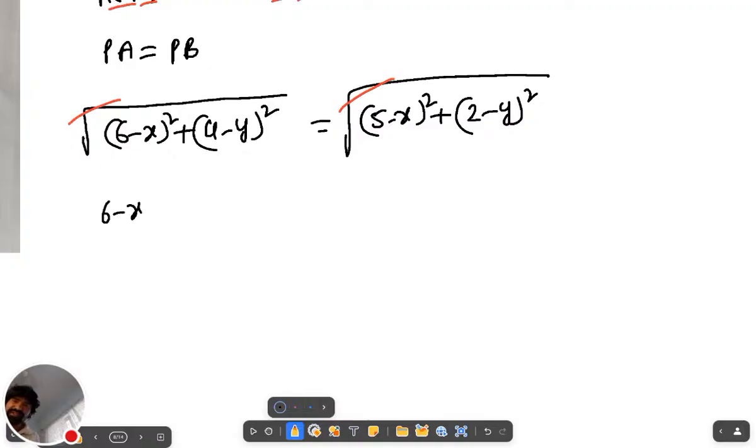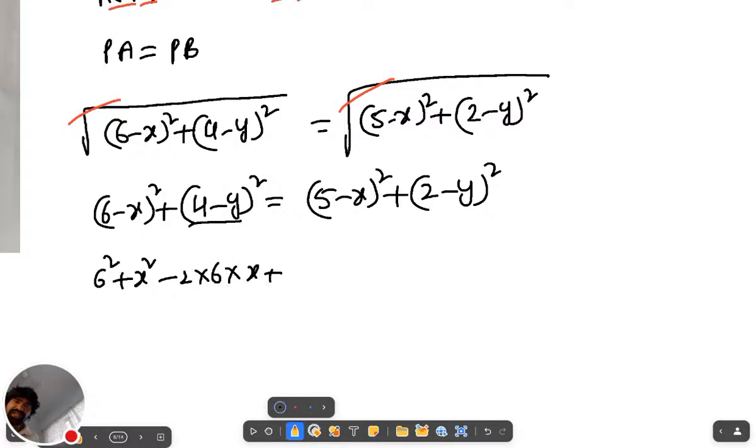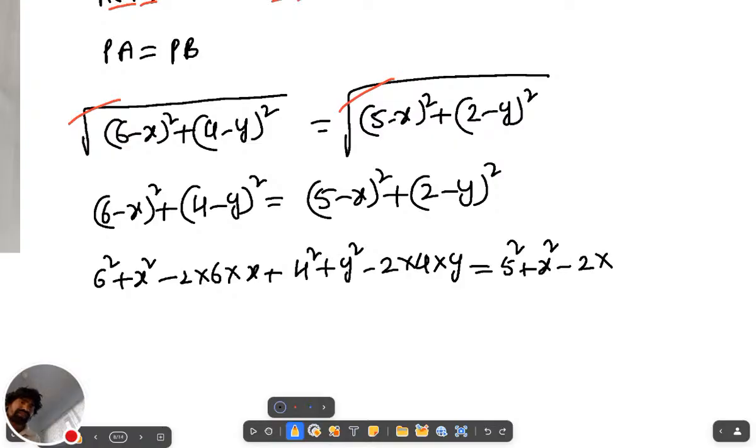Now what do we have? On the left side we will have 6 minus x whole square, 4 minus y whole square. On the right side we have 5 minus x whole square and 2 minus y whole square. Now apply the a minus b whole square formula for all those four. 6 minus x whole square: a square plus b square minus 2ab, minus 2 into 6 into x. Now the a minus b whole square formula for 4 minus y whole square: a square plus b square minus 2ab, minus 2 into 4 into y, equals 5 minus x whole square: a square plus b square minus 2ab, minus 2 into 5 into x.